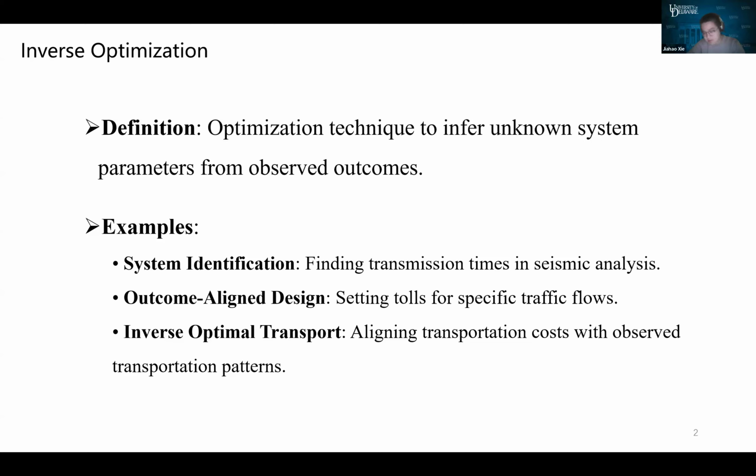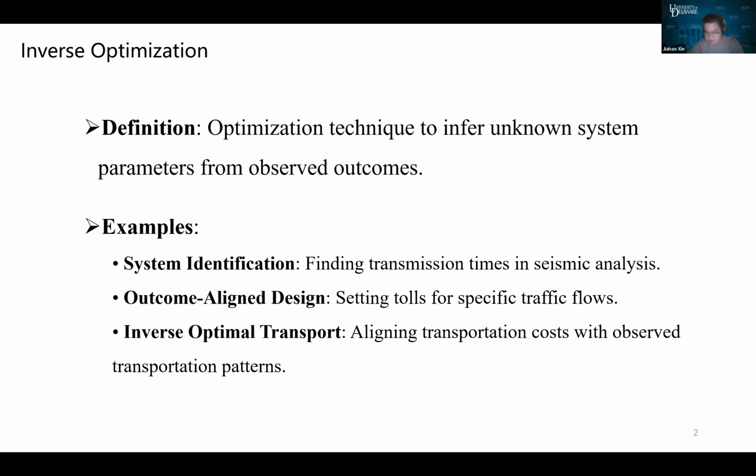In simple terms, inverse optimization is the process of identifying unknown parameters or states in a system by looking at the outcomes that system has produced. It is a bit like working backward. Instead of starting with known parameters to predict outcomes, we start with observed outcomes to infer the parameters that might have caused them. This technique has a wide range of applications.